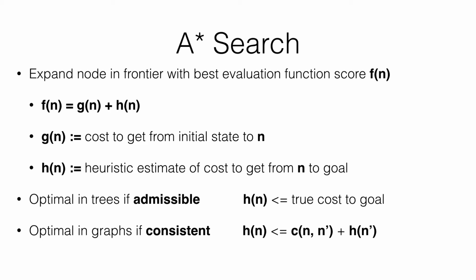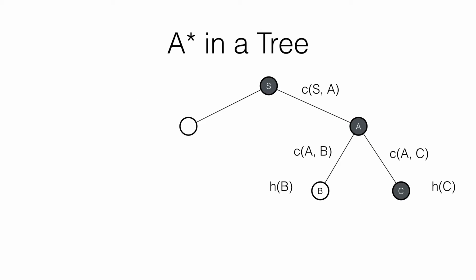So in this case, we're just going to consider admissibility. We're going to try to understand why admissibility is enough to guarantee that we're always going to find the least expensive goal state. So if we look at A star in a tree, let's just look at the whole expansion and frontier building process.